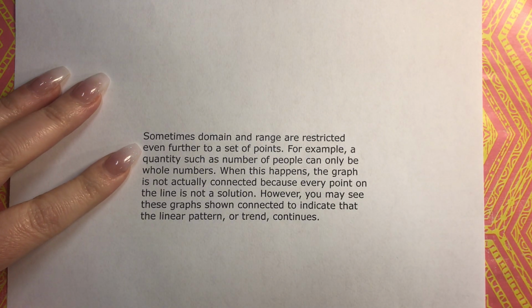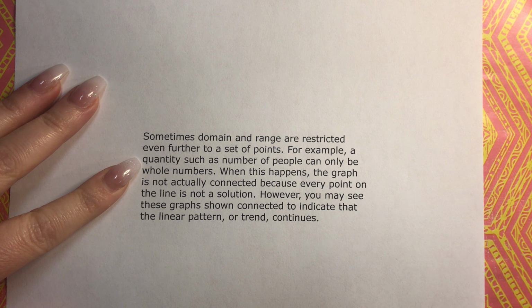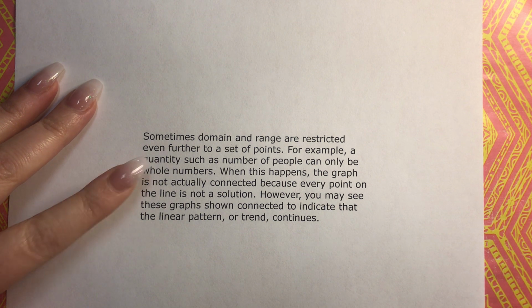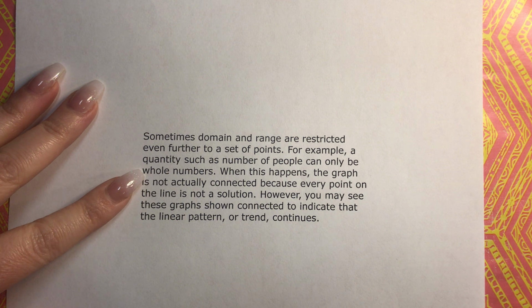Sometimes domain and range are restricted even further to a set of points. For example, a quantity such as a number of people can only be whole numbers. And remember, whole numbers are just 0, 1, 2, 3. So no fractions, no decimals, no negative numbers. That's what whole numbers are.